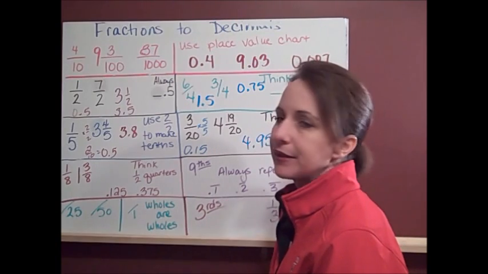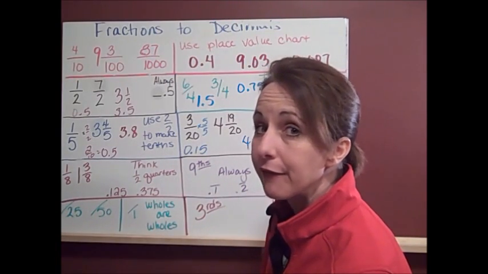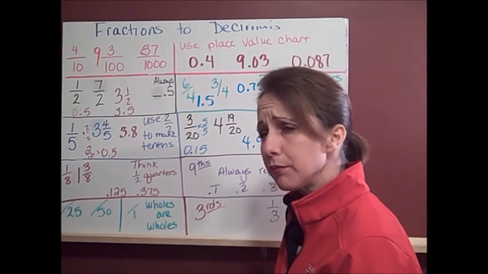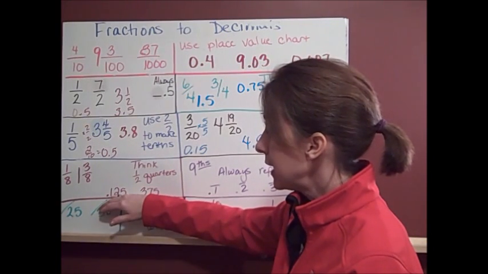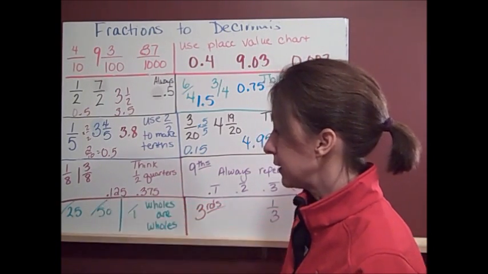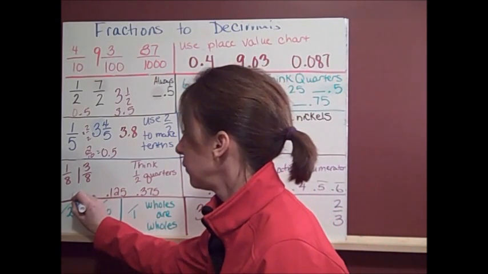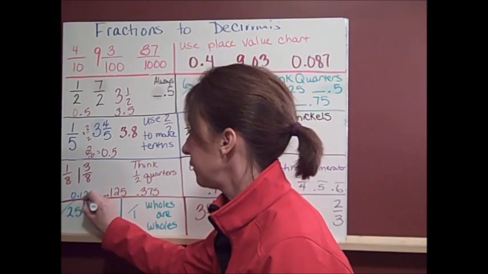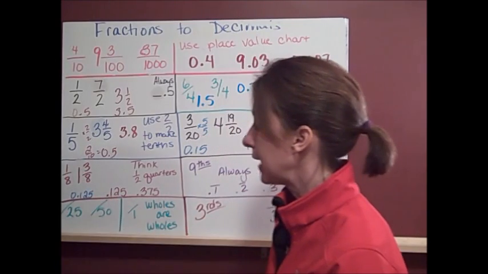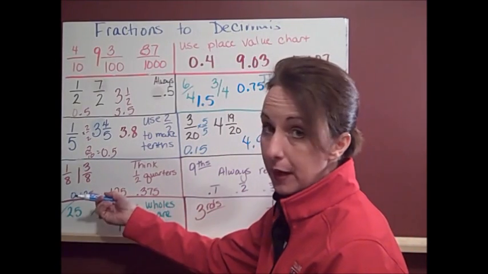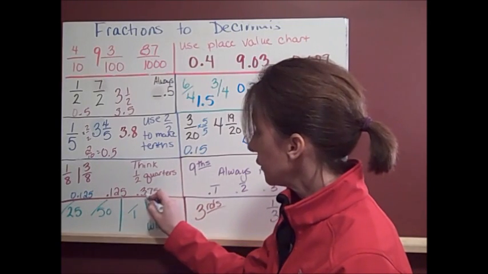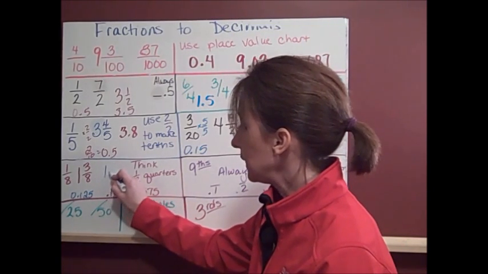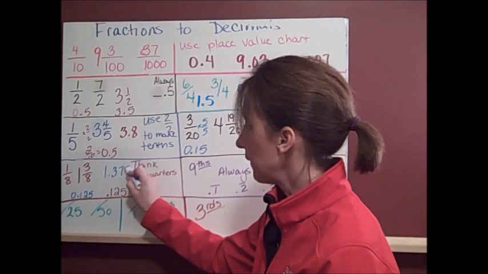About eighths, I'm thinking about half quarters. Miss Prophet explained this in the video about how half a quarter is 12.5 cents. So 1/8 would be 0.125 because 1/8 is 1/2 of a quarter. 2/8 would be a quarter because that was equal to 1/4. So 1 3/8 is 1.375.